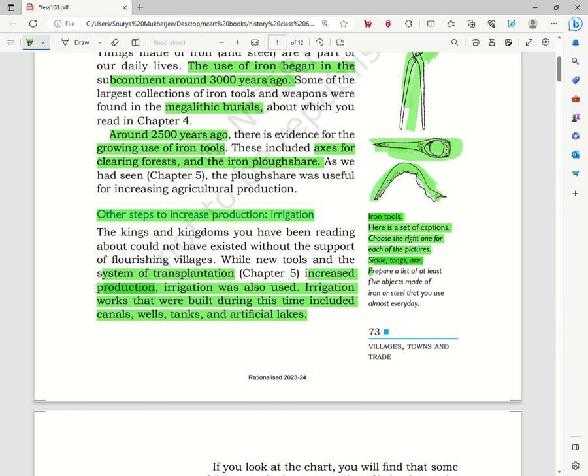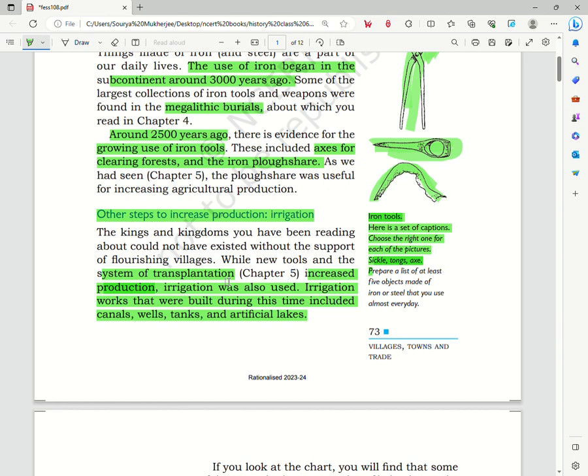The system of transplantation, that is taking a small sapling and directly planting it in the ground instead of just throwing seeds in the fields for agriculture, increases the survival rates of the plant, and we have a greater agricultural production.